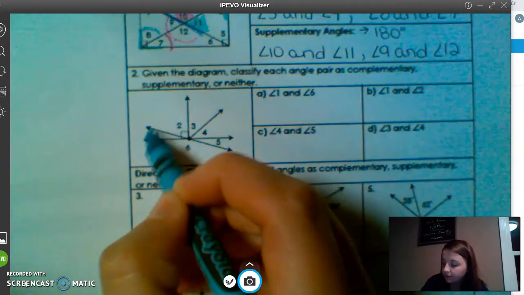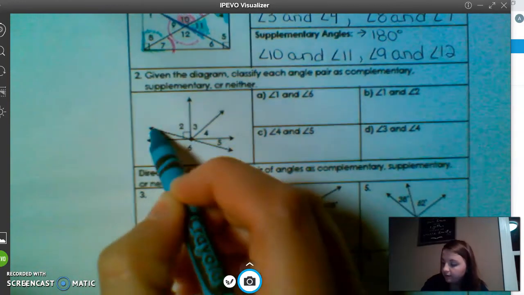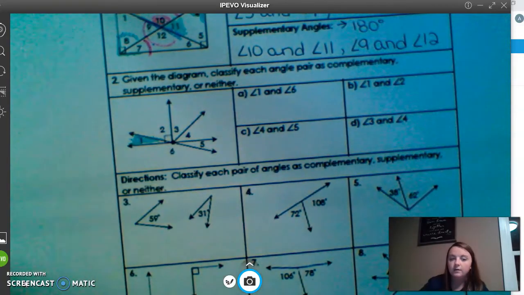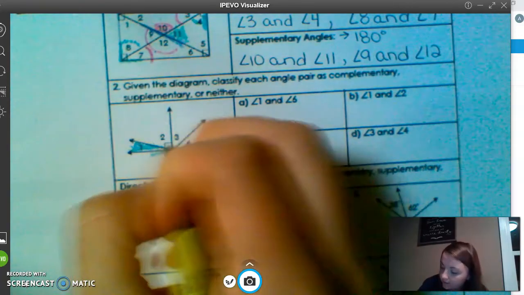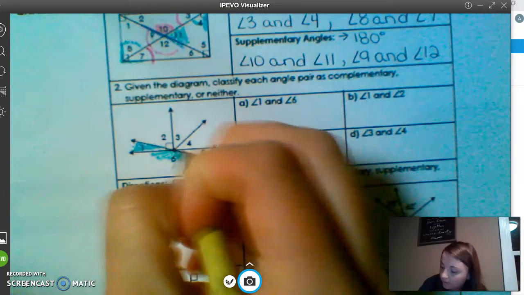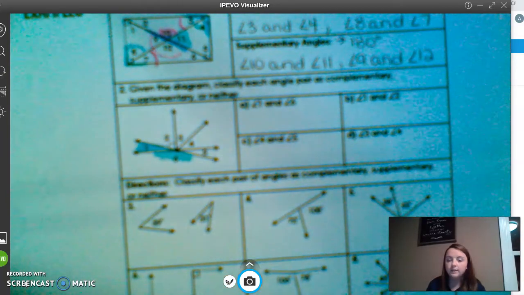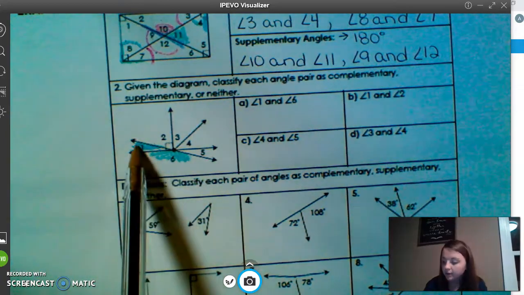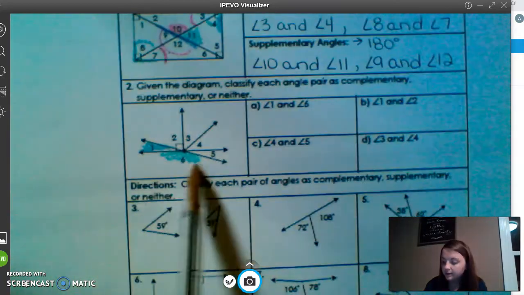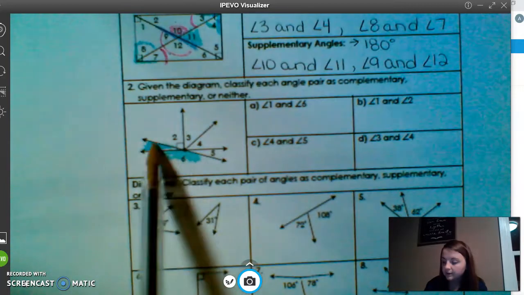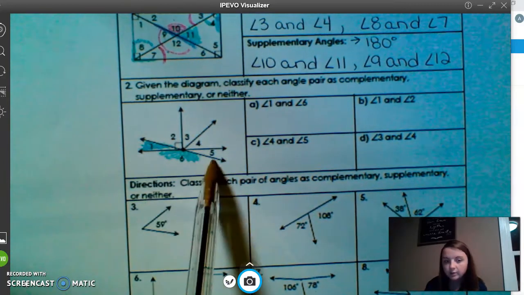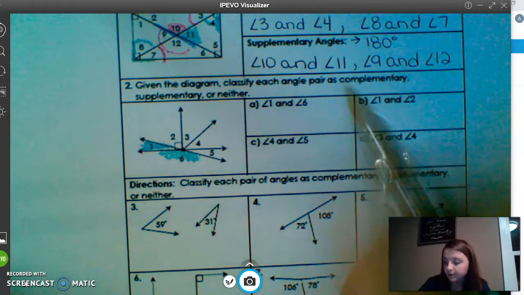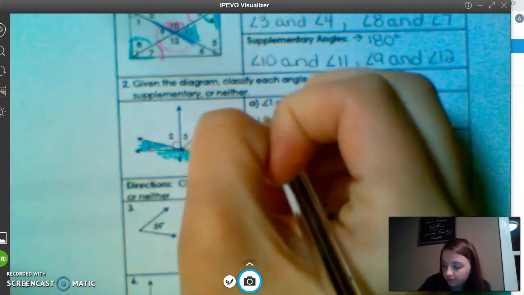So I'm going to highlight them. Angle 1, I'm sorry, and angle 6. Well, if I put them together, 1 all the way to 6, that's going to make a straight line. Well, which angle pair means straight line? Supplementary. So those two are supplementary.